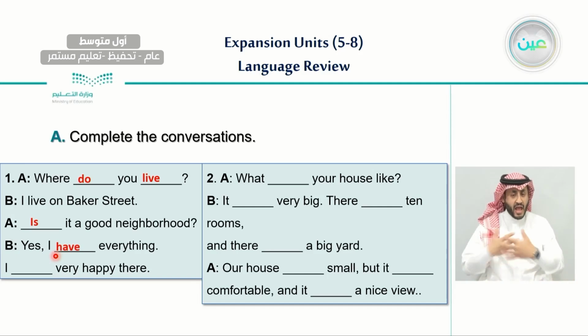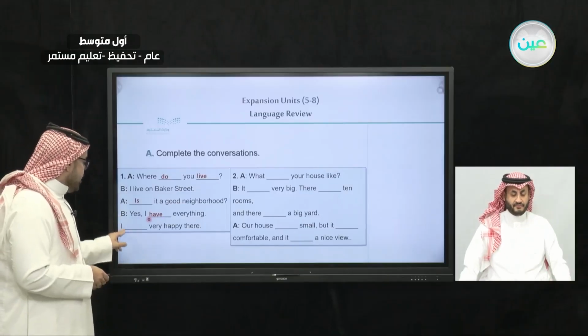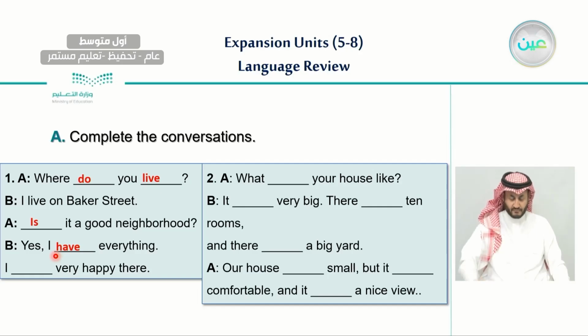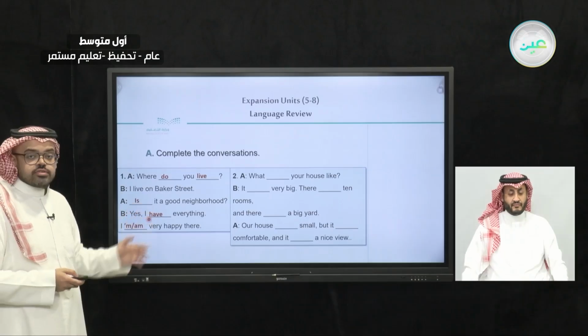Yes, I have everything. It means in this neighborhood, I have everything that I might need. And also here, I am very happy there. So if you want to talk about yourself, what is the verb to be that comes after the subject I? Excellent. The verb to be is am, or I'm. You can choose either of them. So either you say, I'm very happy, or I am very happy. So here we have answered the conversation number one.